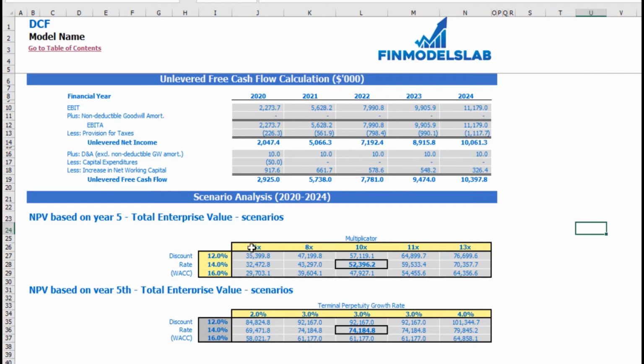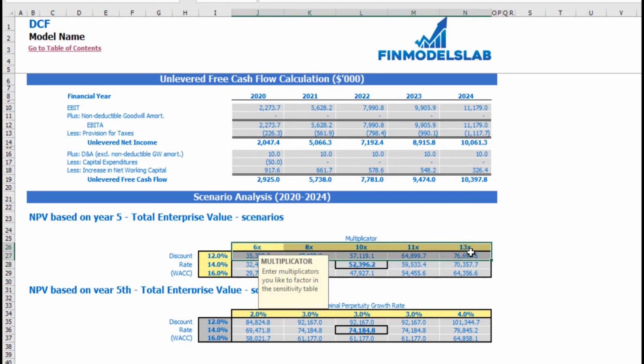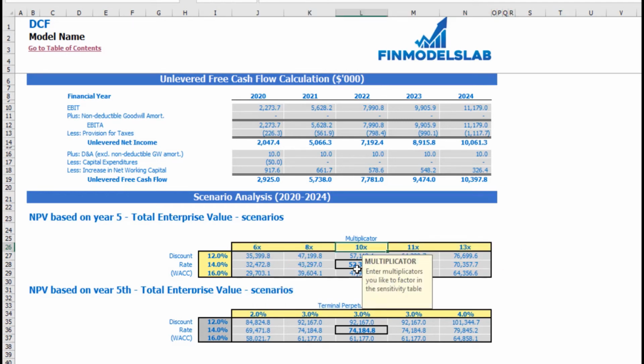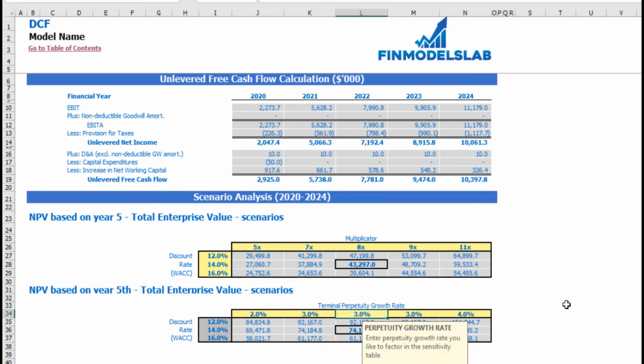And the second factor for the first scenario analysis is the EBITDA multiplicator. So you can use this multiplicator as an assumption as well. You may change it to 8%, for example, and you may see the different values for your enterprise value. The second one is the terminal perpetuity growth rate, which can be changed as well, for example 5%, and you may see below all the enterprise value scenarios.